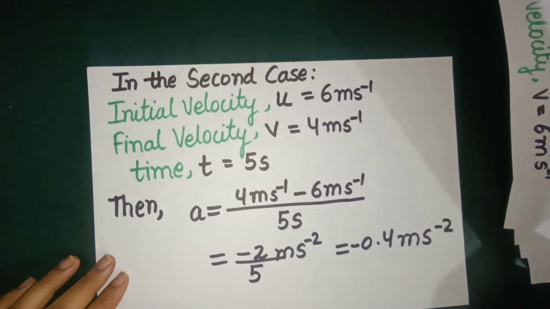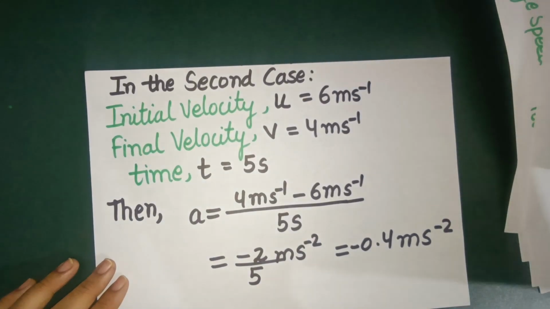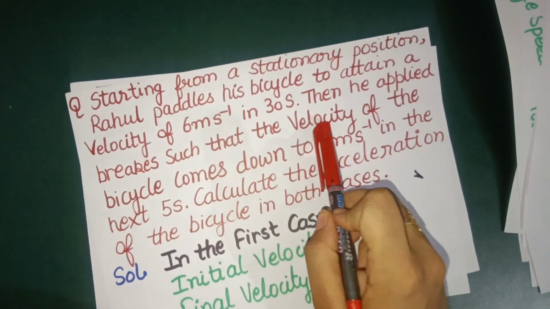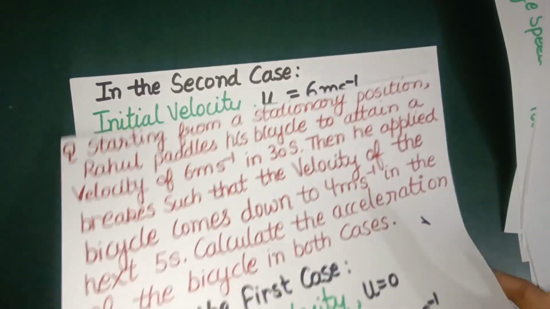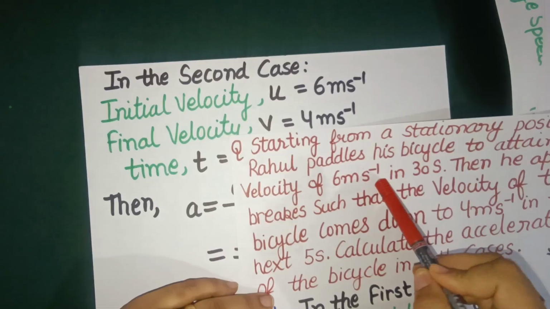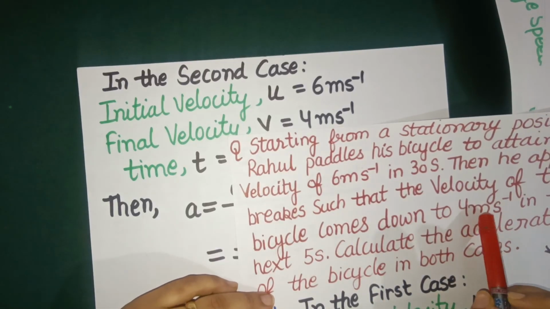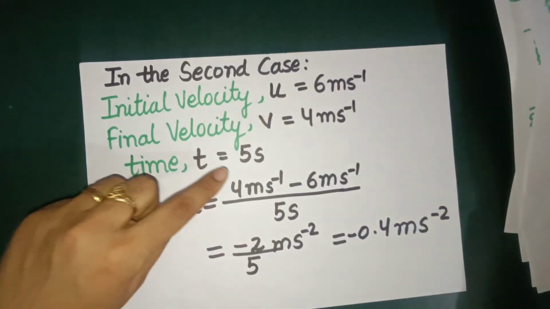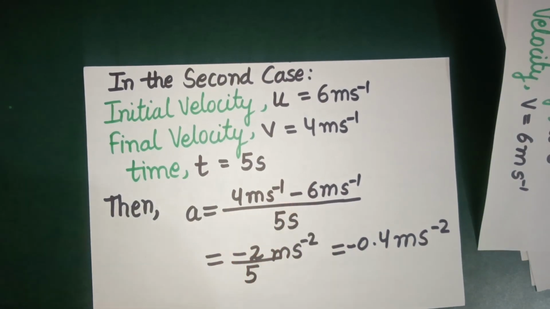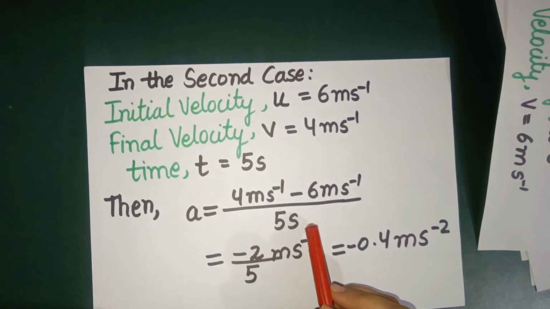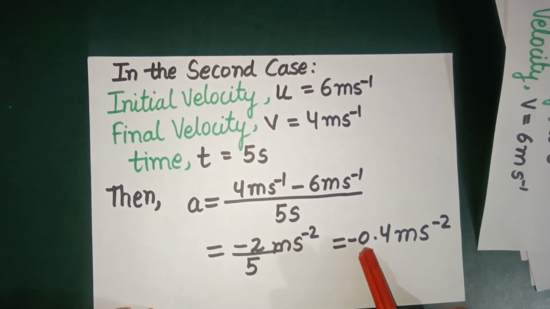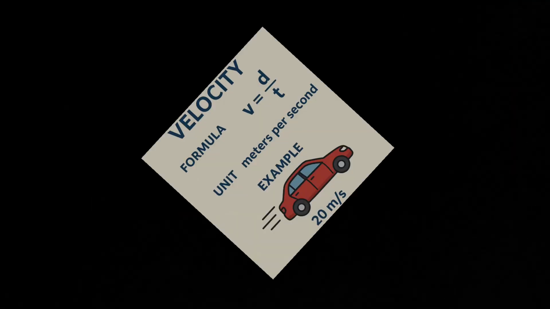Done. And for the second case, उसने अभी हमें क्या बताया? Second case क्या कहता है कि then he applied brakes. उसने brakes लगाई. Then velocity क्या हो गई? Reduce हो गई. So the initial velocity क्या है? 6 meter per second. और जो उसकी final velocity है वो अब decrease हो गई. वो क्या है? 4 meter per second. और time कितना लिया उसने? 5 seconds. So the acceleration is 4 meter per second minus 6 meter per second by 5 seconds. So this gives us minus 2 by 5 meter per second. And we have minus 0.4 meter per second square.